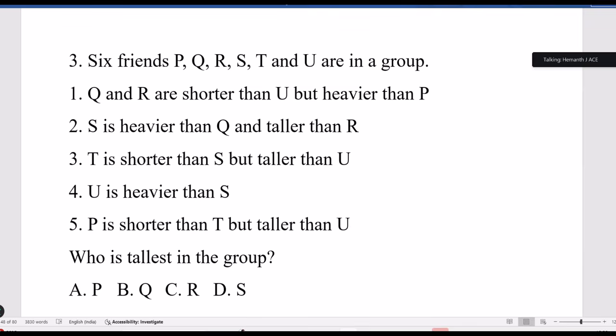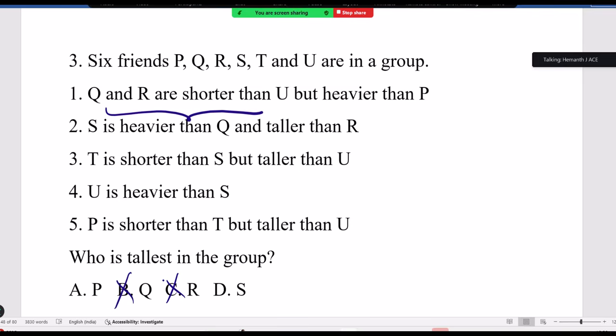Q and R are shorter than U, so Q and R are eliminated. Listen, see directly, I'm not doing the entire thing. I have options, and I want the tallest. Q and R are shorter than U, so definitely Q and R are not the tallest. Q and R are heavier than... So this is regarding the tallest.